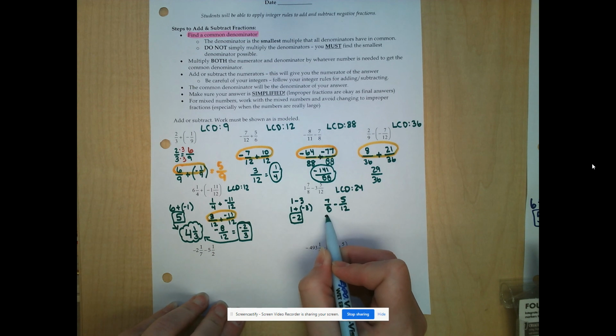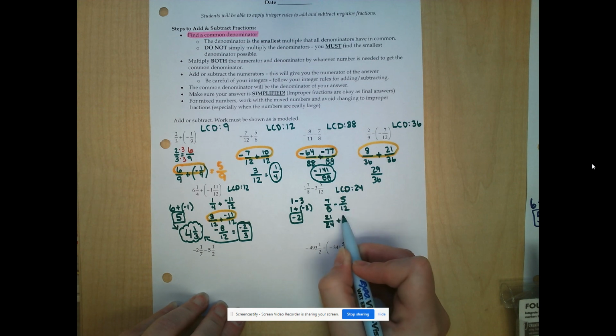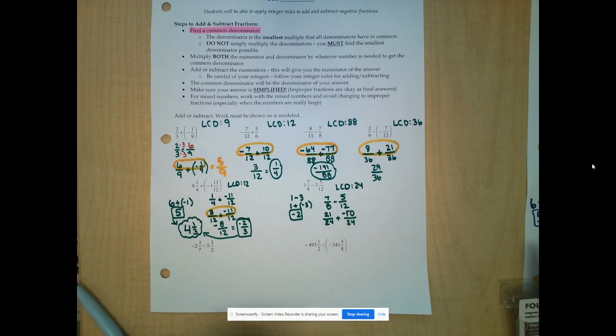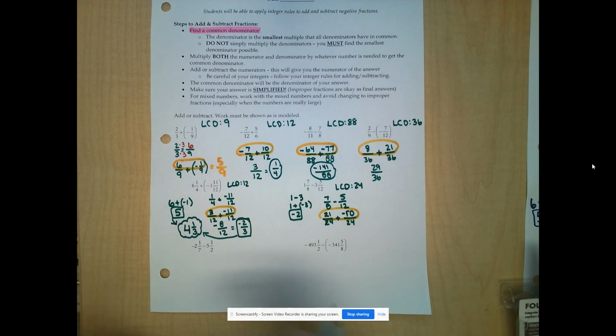I'm going to do times 3 on both the numerator and denominator, 21/24, plus do times 2. So it's a negative 10/24. I started to write the 5. I almost didn't change it. And now I can combine the 21 and the negative 10.